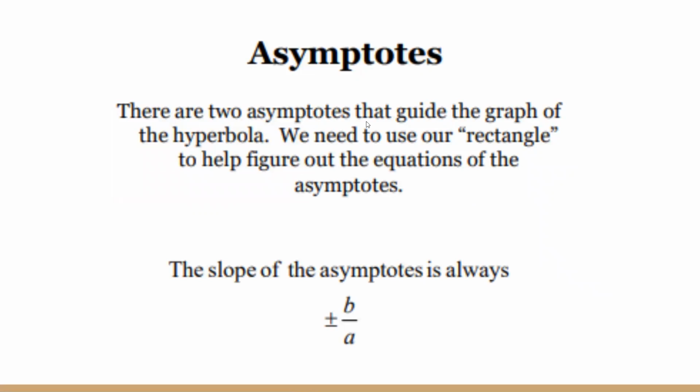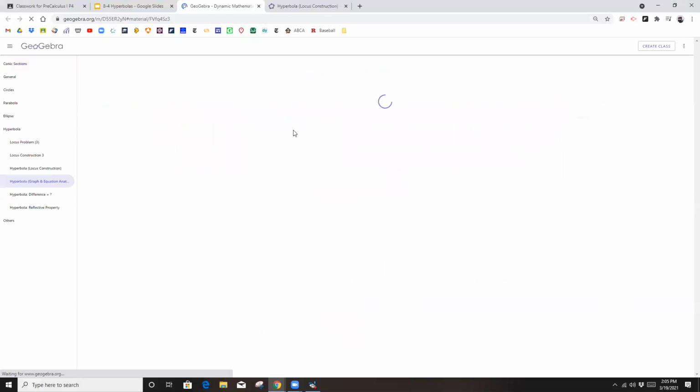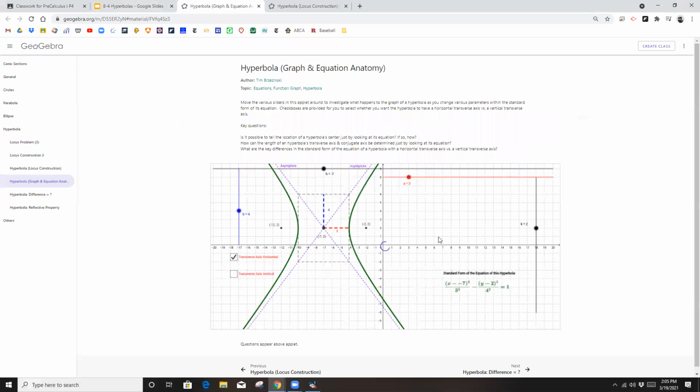All right, so for the asymptotes, it's important to find the slope because it'll tell us the shape of the hyperbola. It's always going to be plus or minus b over a, where b squared is the number under y squared in the equation, and a squared is the number under x squared in our equation. So we'll do a couple examples here. So you could click on the link and try this. Well, actually, you just look at mine. But yeah, you could click on the link and do this on your own too if you want to play around with this.